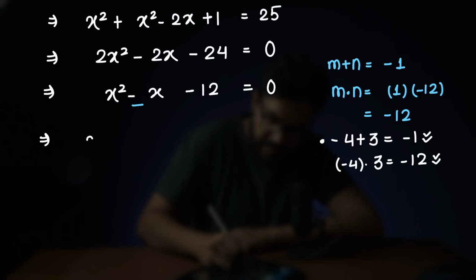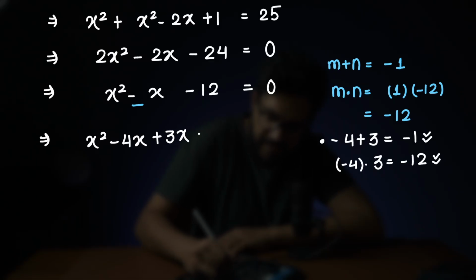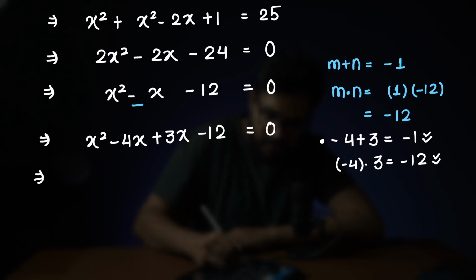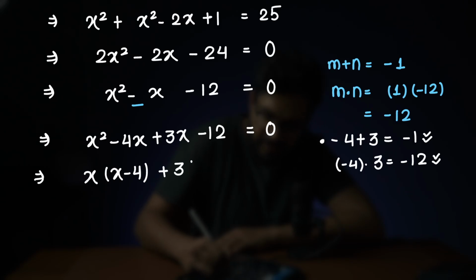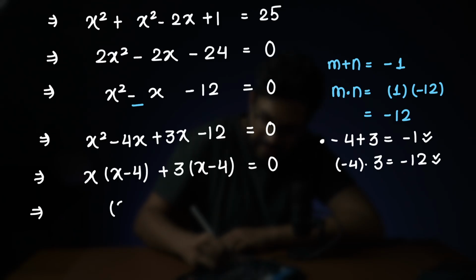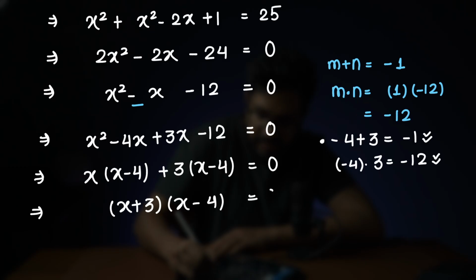This means the middle term can be written as x square minus 4x plus 3x minus 12 is equal to 0. Using the same drill, from the first two terms x could be taken common. From the last two terms I can take 3 common. So this implies x plus 3 times x minus 4 is equal to 0.